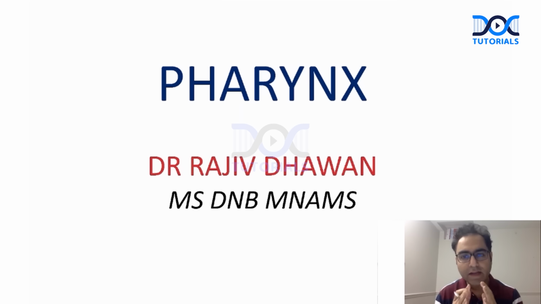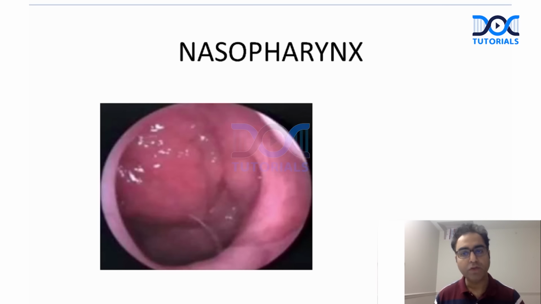So friends, let us start the revision of the important points of the pharynx now. The pharynx has three parts: nasopharynx, oropharynx, and laryngopharynx. Behind the nose is the nasopharynx area. Right now, you're seeing the picture of the nasopharynx. The posterior opening of the nose is called choana, and right behind the choana, you are seeing the nasopharynx.